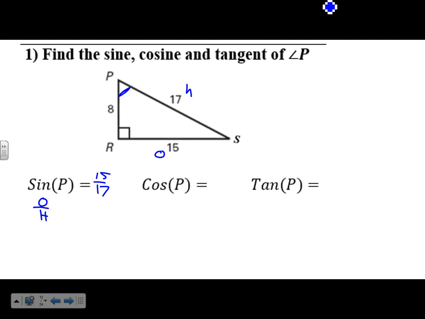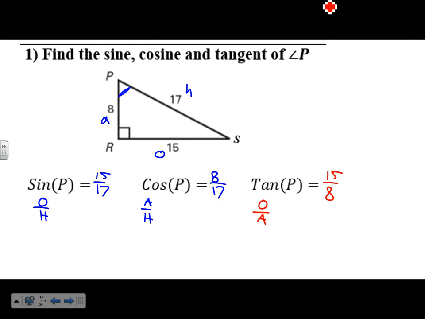Cosine of P. So now we're talking about the adjacent. So SOHCAHTOA, adjacent over hypotenuse, is 8 over 17. Again, reduce it if you can. And tangent is TOA. So SOHCAHTOA, opposite over adjacent. So my opposite is 15. We already labeled that. Over adjacent is 8. Again, reduce if you can.